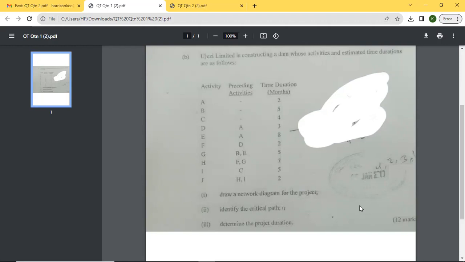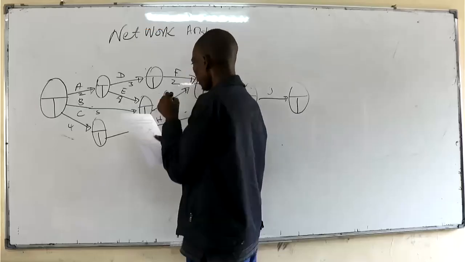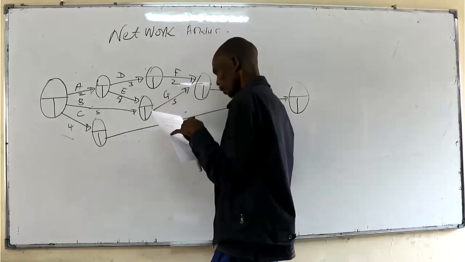So for A, it is 2. For B, it is 5. For C, it is 4. For D, it is 3. For E, it is 8. For F, it is 2, so F is 2 months. G, it is 5. H, it is 7.